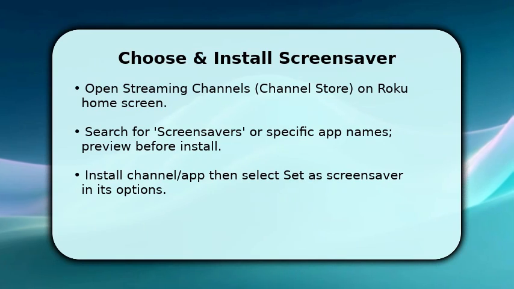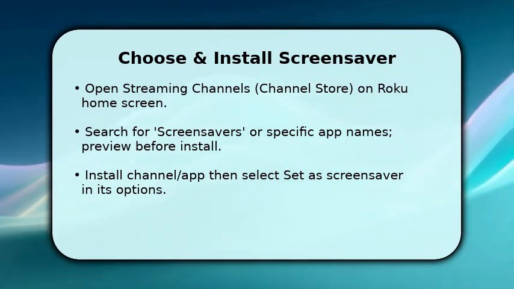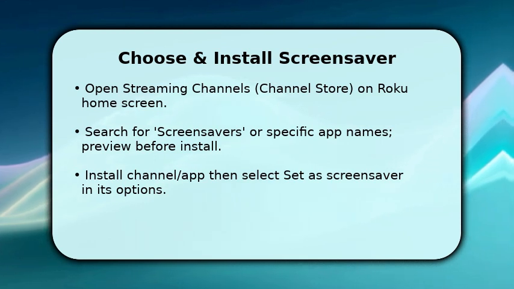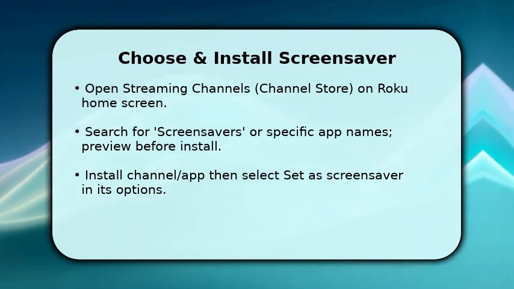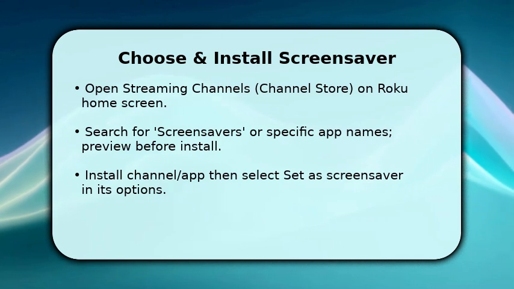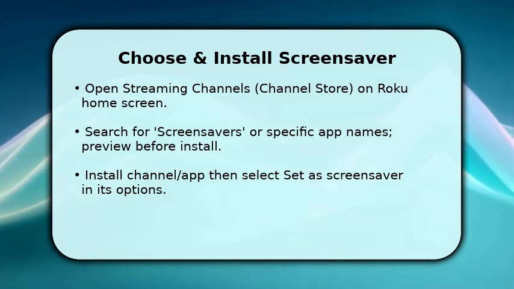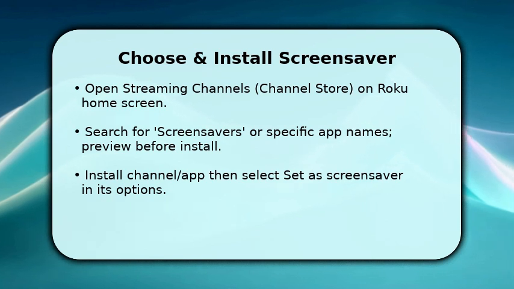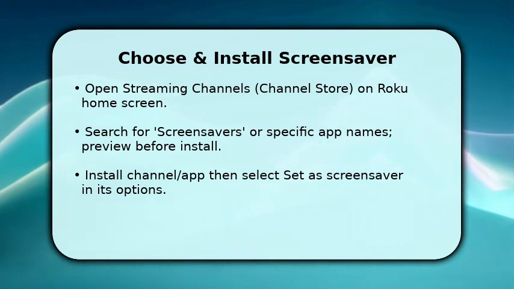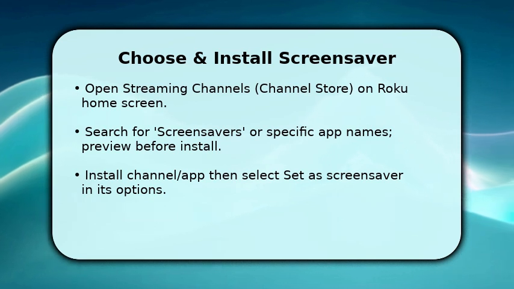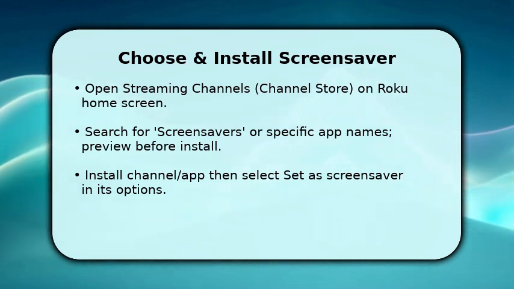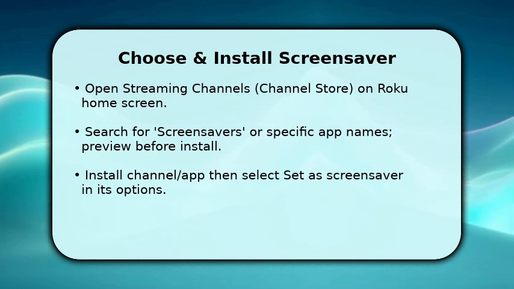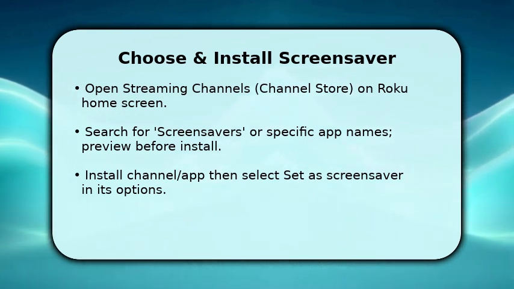Now you find and install the screensaver. On the Roku home, go to Streaming Channels, search for Screensavers or a named app, and preview options to confirm style and motion. When you install a channel, open its details and select Set as Screensaver where available. If using the mobile app, you can add channels remotely and they appear on the TV. Be patient during install. Larger animated or live image screensavers take longer to download and process before activation.